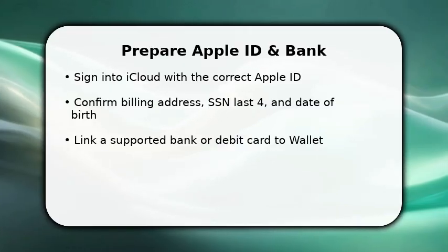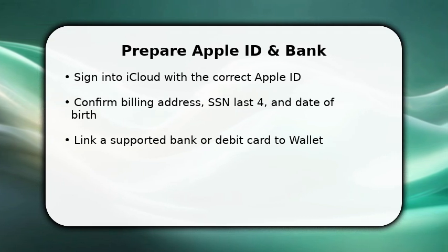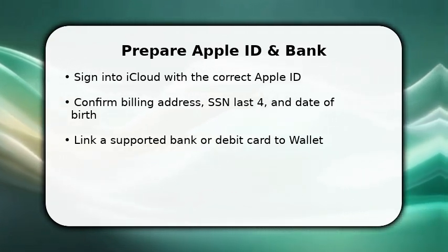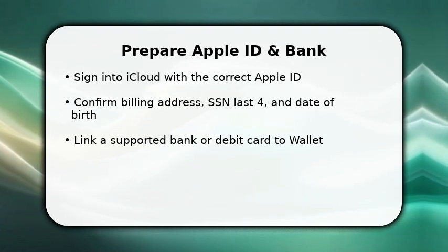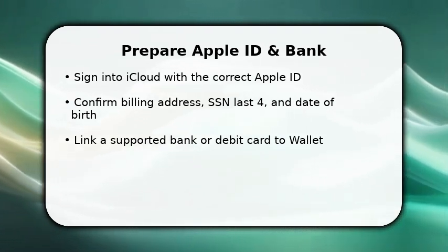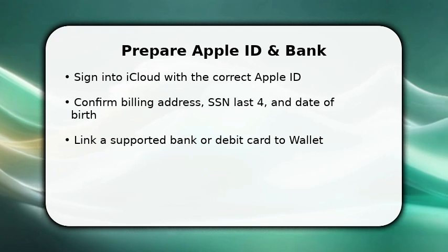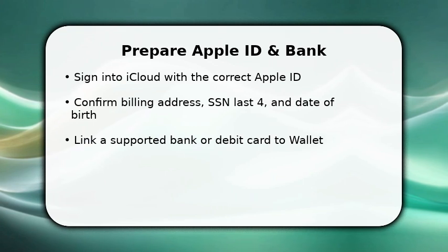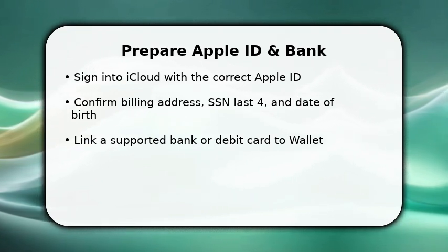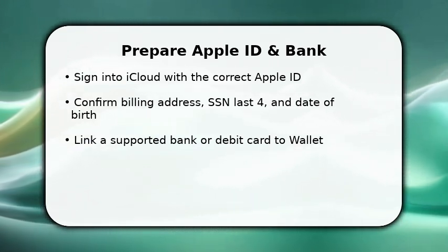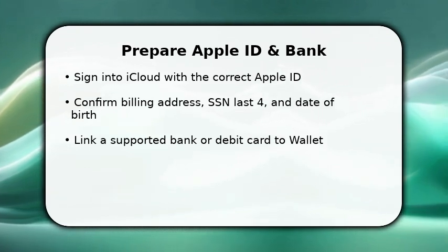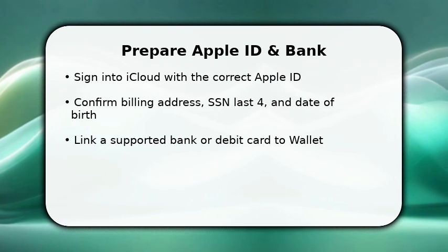You start by confirming identity and banking so the repair flow can run. Sign into iCloud and open Wallet. Make sure your Apple ID shows the same name and address used for verification. Once done, verify the last four of your social security number and date of birth in Apple Cash settings. Then link a supported debit card or bank account. This establishes the payment path Apple Cash needs to verify and fund transactions immediately.